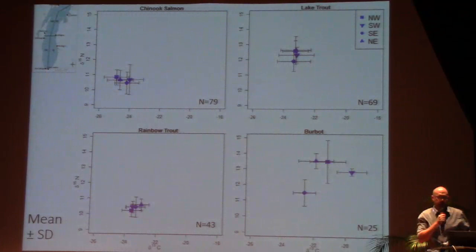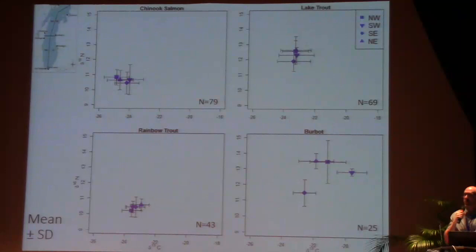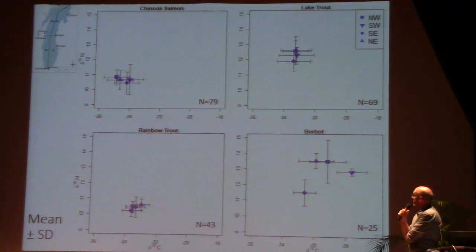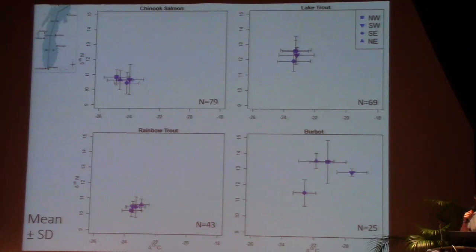Based on this, we might expect, consistent with the hypothesis that McMeans put forth and that I highlighted at the beginning of the talk, that as these fish move around and eat similar things, they might integrate what they're eating, and we may not see much variation in the production pathways supporting these different species in the different regions of Lake Michigan. That's in fact what we see for Chinook salmon, rainbow trout, and lake trout to a large extent, but burbot in particular really seem to have a very region-specific signature and don't seem to be integrating across the lake the way that the other species do.